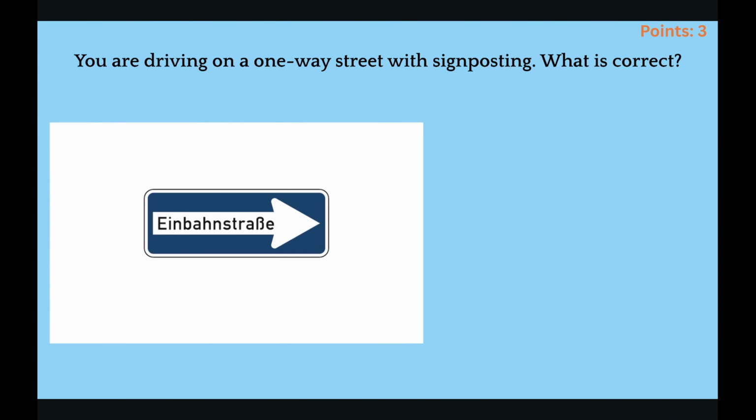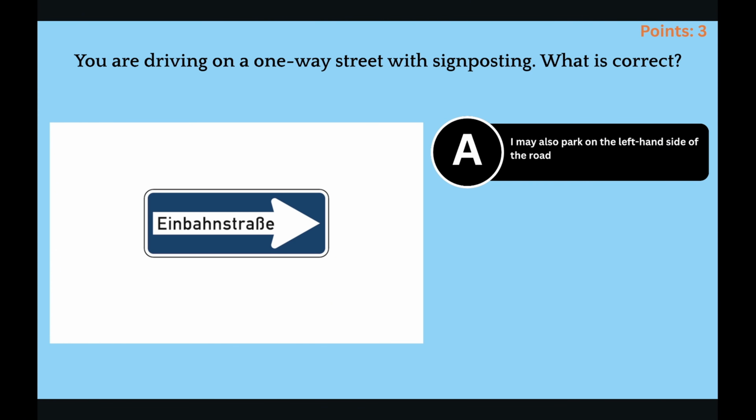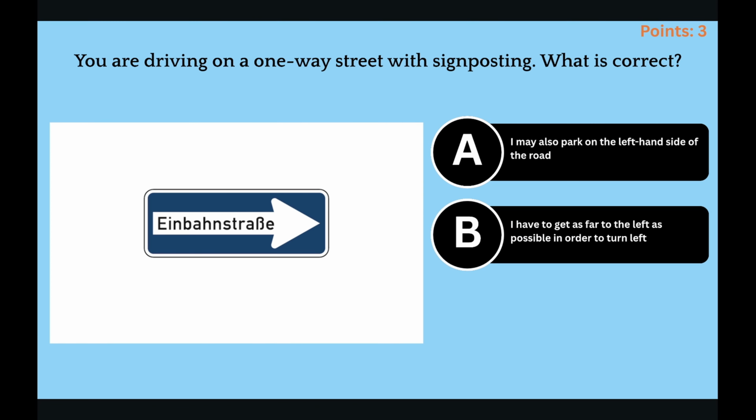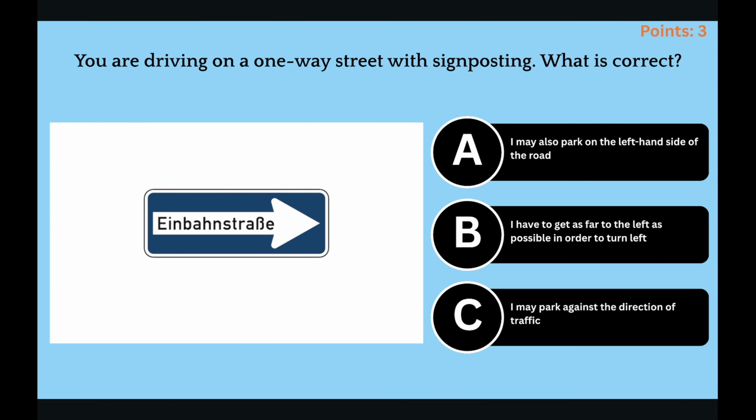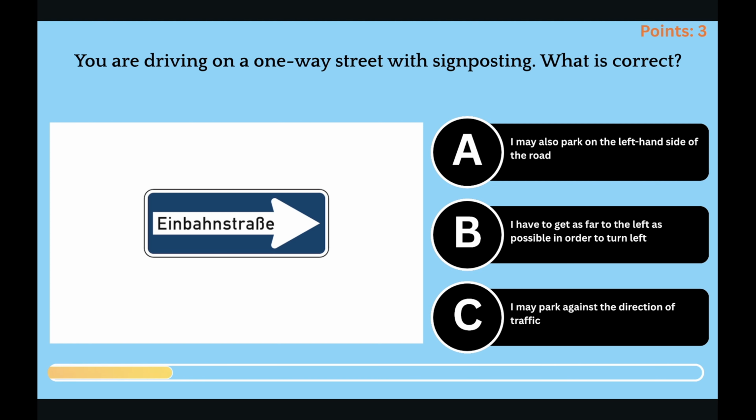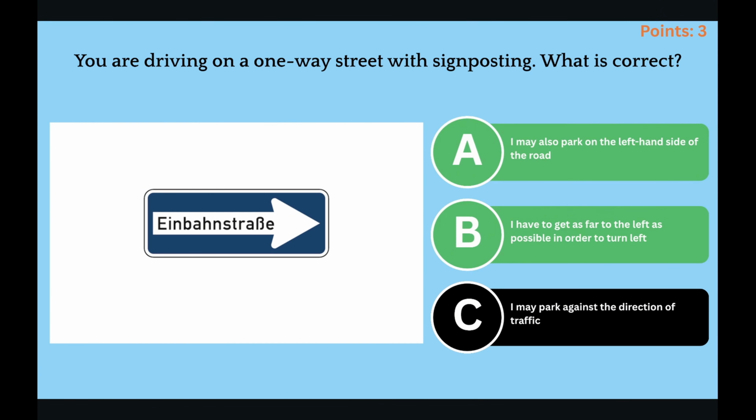You are driving on a one-way street with signposting. What is correct? A. I may also park on the left-hand side of the road. B. I have to get as far to the left as possible in order to turn left. C. I may park against the direction of traffic. A and B are correct.